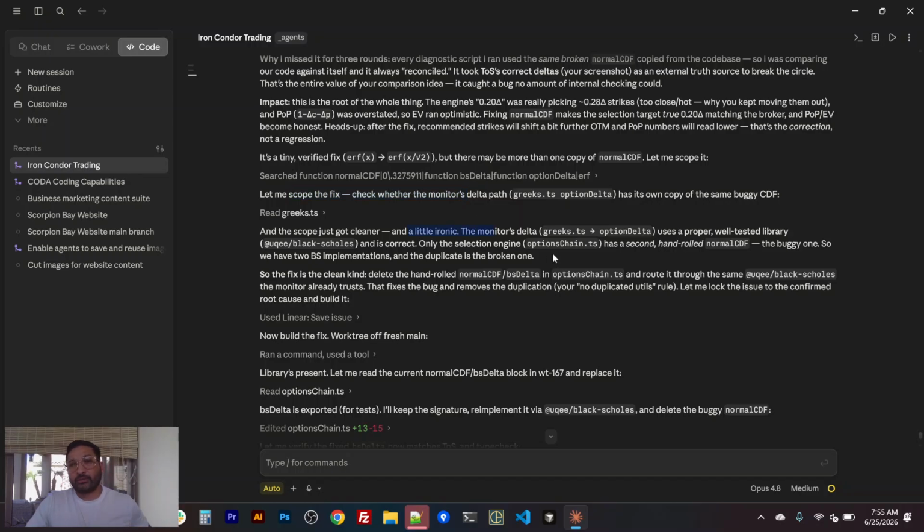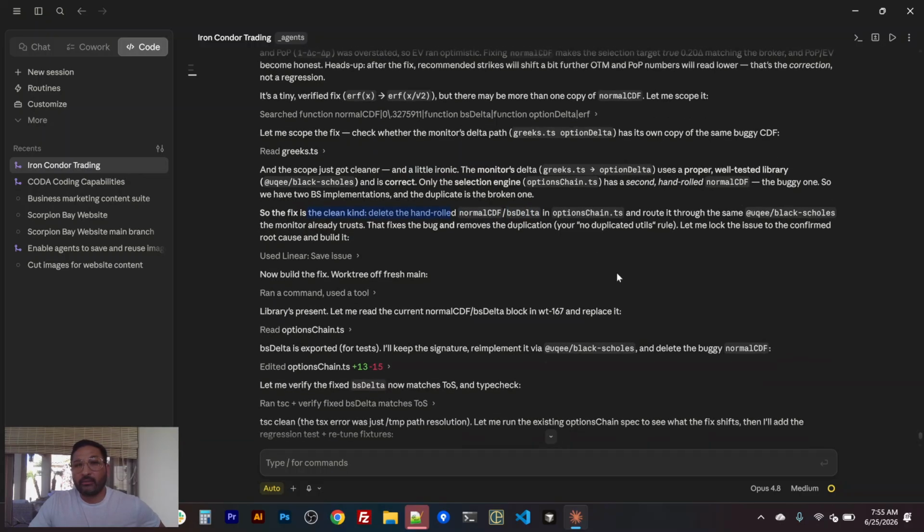So yeah, then we found that we've got this normal CDF plus this BS delta also, and it comes from this Black-Scholes library. That's what I was mentioning last night, that we had a Black-Scholes library in place, an npm package that we were using, either TypeScript or Python or whatever it is, right? But we were using the Black-Scholes library in one place, which is the daily summary, and then we were using this hand-rolled version of Black-Scholes in the selection model.